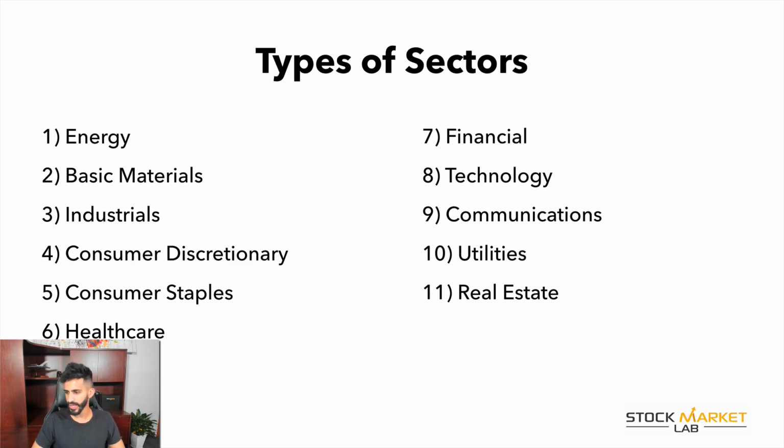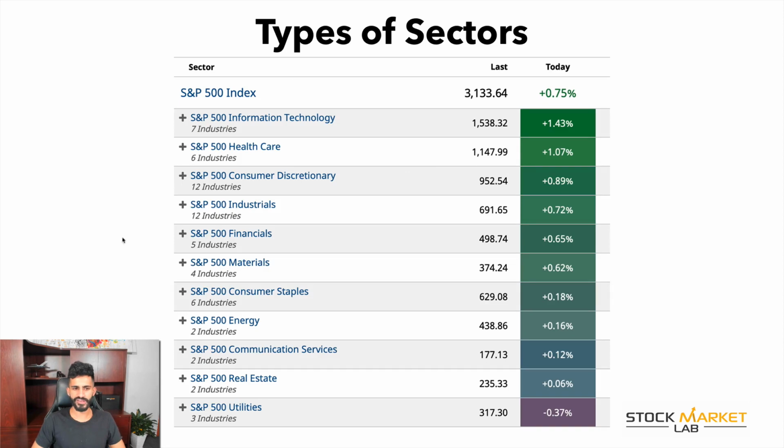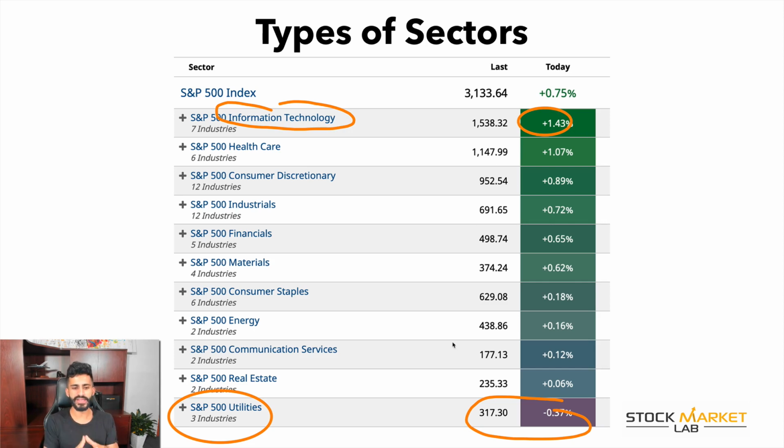Now, it looks kind of like this. You guys can see here, these are all the sectors. You can see this day, the utility sector was down. Obviously the information technology sector was up almost 1.5%, which is a lot. So the whole idea is to track the sectors to see what sectors are overperforming, underperforming, what sectors are taking a hit, what sectors are not taking a hit, just to have a big image of the market, right?